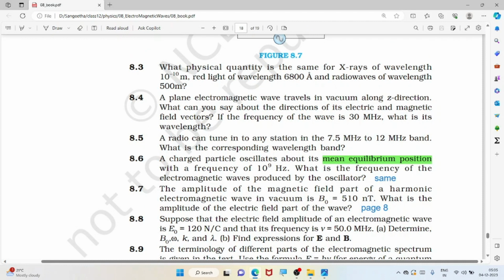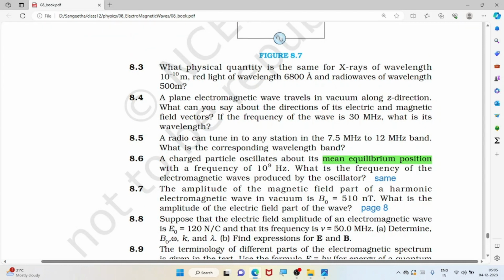What quantity is the same for X-rays of this wavelength, red light of this wavelength, and radio waves? All the waves travel at the same speed. Velocity of light equals wavelength times frequency. For different wavelengths the frequency adjusts, so the velocity of light will be the same. The speed of X-rays, red light, and radio waves will all be the same: c equals lambda times frequency.